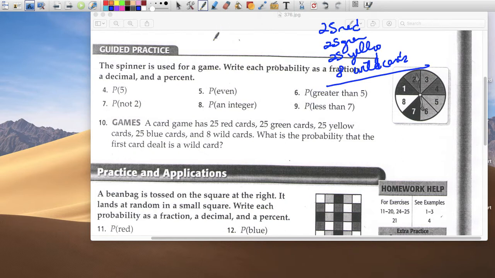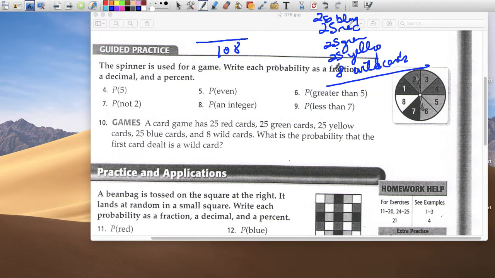Well, remember, we always have to find the total. So 25 plus 25 plus 25. Oh, and I forgot 25 blue. There's 25 blue. So 25 plus 25 plus 25 plus 25 is 100 plus 8, 108 cards, and I want the probability that the first one is a wild card.